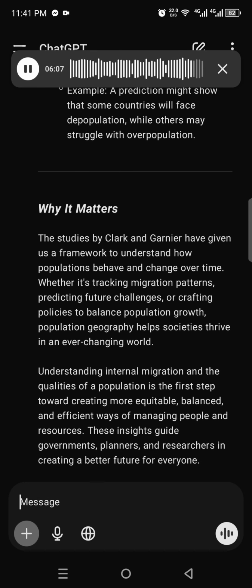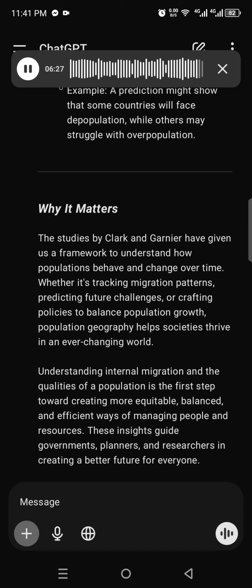Why it matters. The studies by Clark and Garnier have given us a framework to understand how populations behave and change over time. Whether it's tracking migration patterns, predicting future challenges, or crafting policies to balance population growth, population geography helps societies thrive in an ever-changing world.